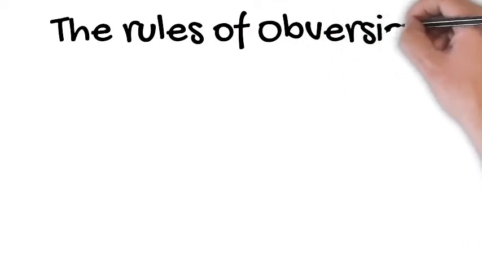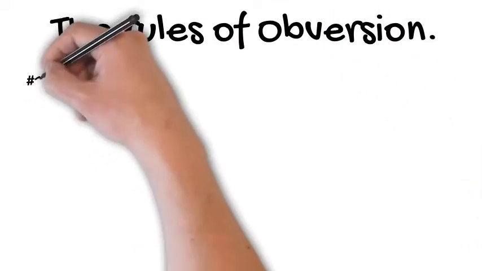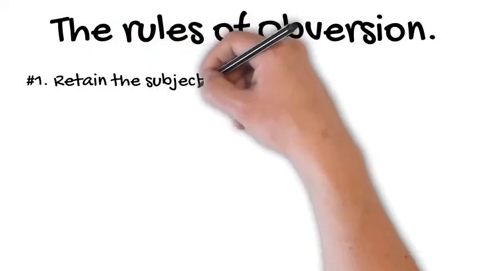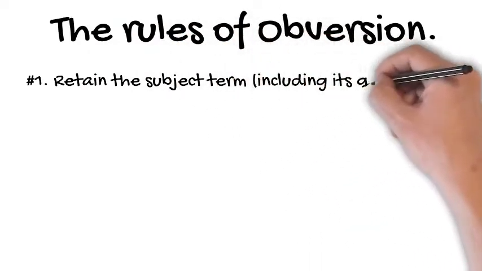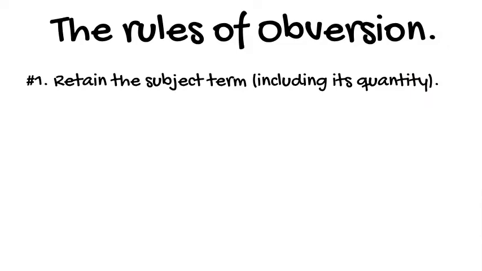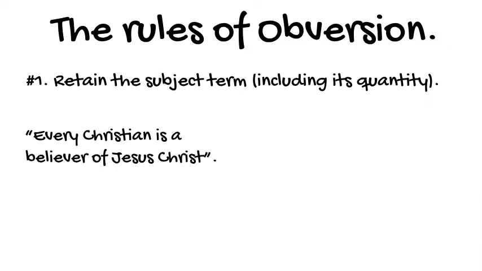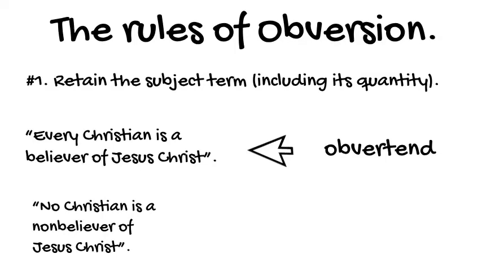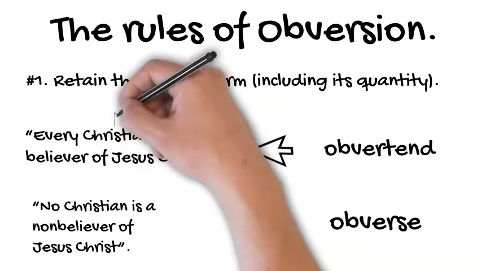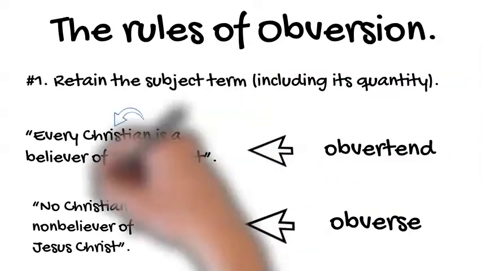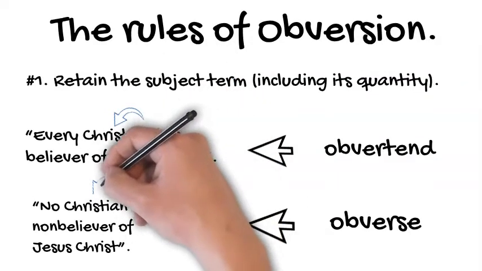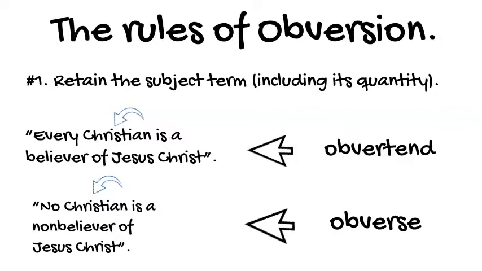There are three rules of obversion. Rule number 1: retain the subject term, including its quantity. In the given proposition, the subject term is Christian and the quantity of the term is universal. That's why, to follow rule number 1, we retain the quantity of the subject term. We also have a universal subject term in the obverse.